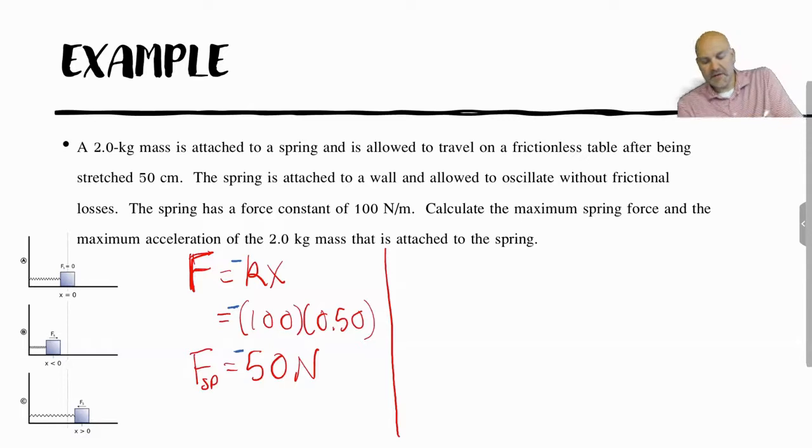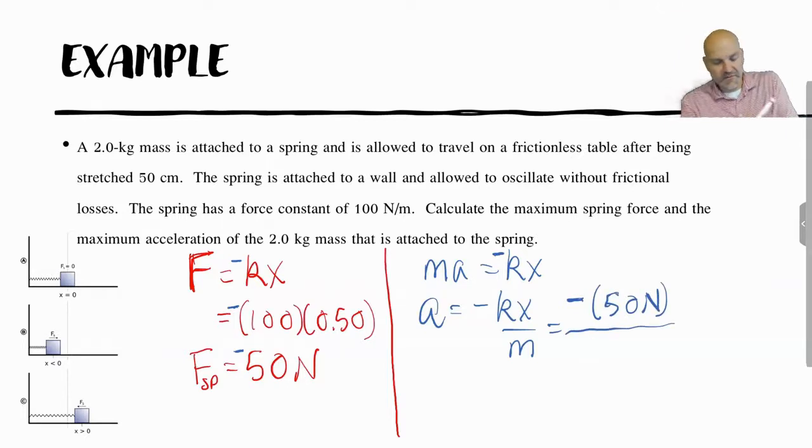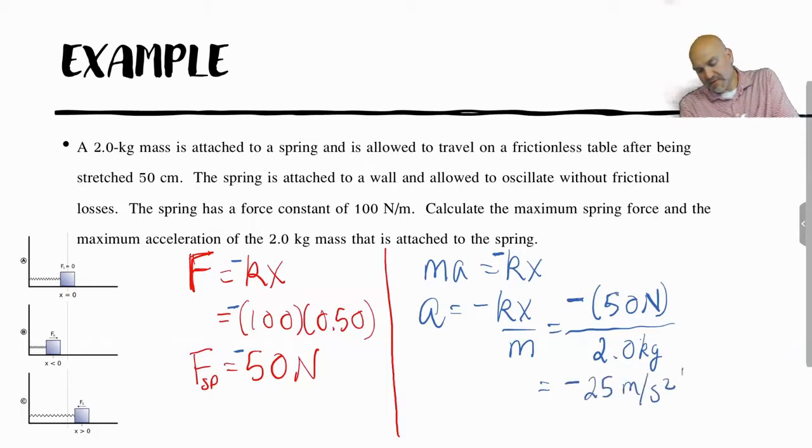Now, how do we find the acceleration? Well, we can set negative kx equal to ma. And so we know acceleration is negative kx over m. But we know what kx is. That was the 50 newtons that we saw in the first part. And now we're just going to divide by the mass. It's a 2 kilogram block. So that tells us that the acceleration would be negative 25 meters per second squared.